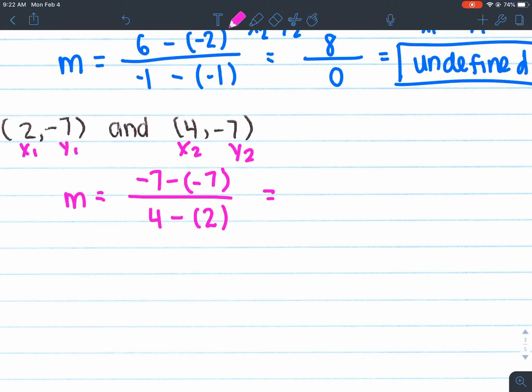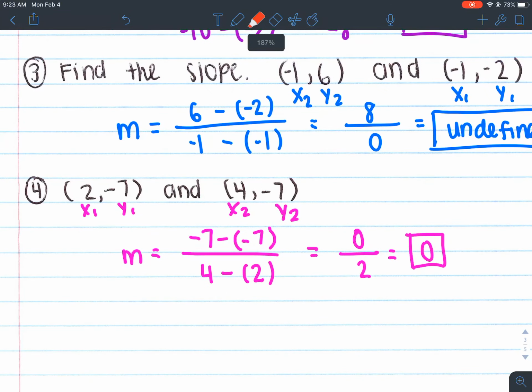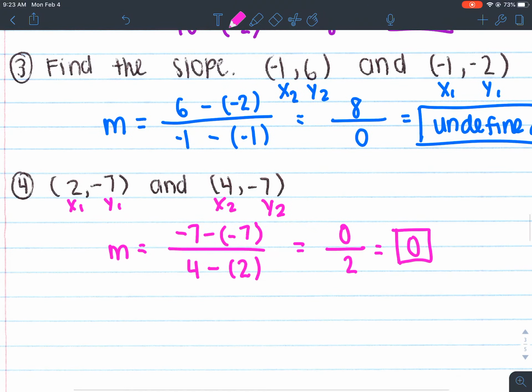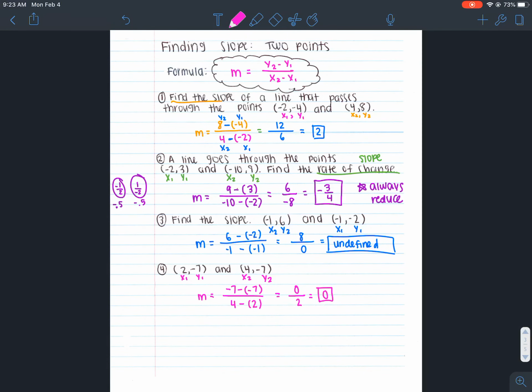All right, negative 7 minus negative 7, which is negative 7 plus 7, which is 0. And then 4 minus 2, which is 2. So then I have 0 divided by 2, which gives me 0. So my slope here is 0. Okay? So we found our 4 different types of slope. You can have a positive, a negative, an undefined, or a 0 slope.